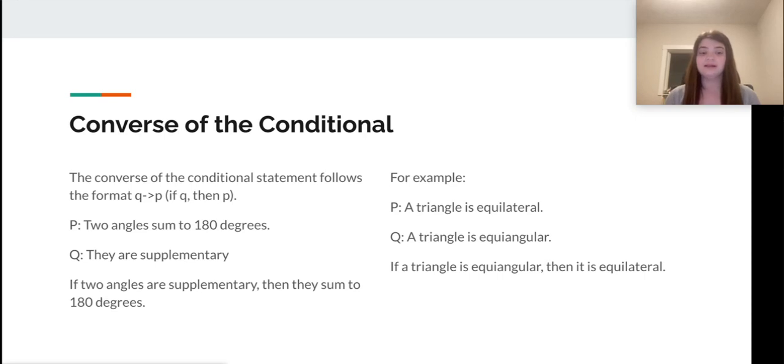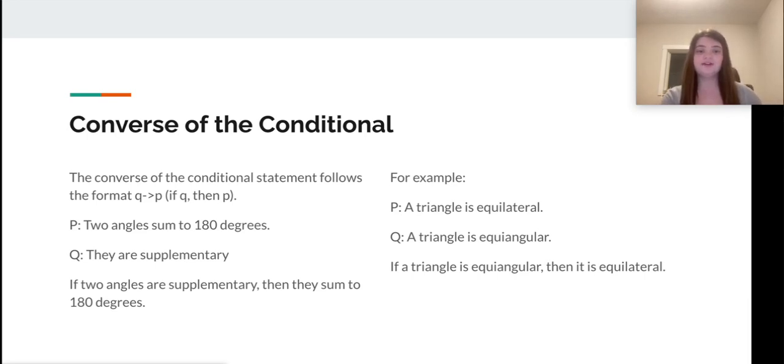Here we would say if Q, right, if the two angles are supplementary, then P, then they sum to 180 degrees. Another example with P being a triangle is equilateral and Q being a triangle is equiangular would be if Q, so if a triangle is equiangular, then P, then it is equilateral. Very good.